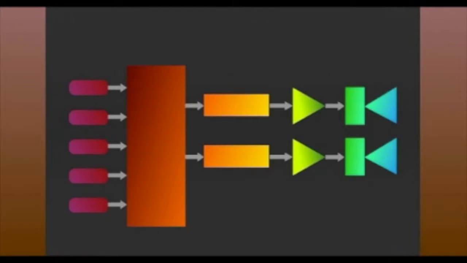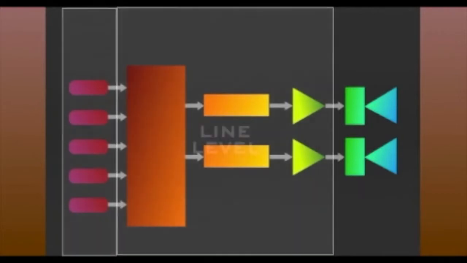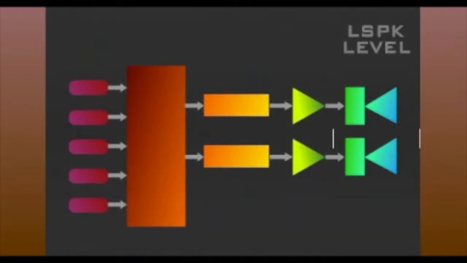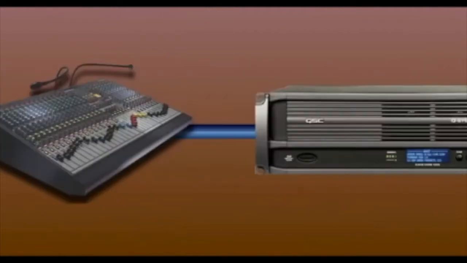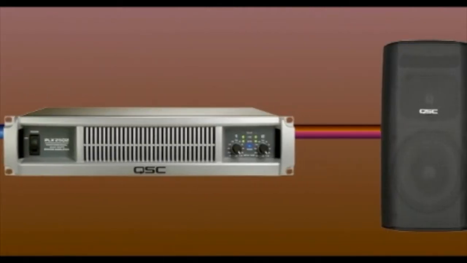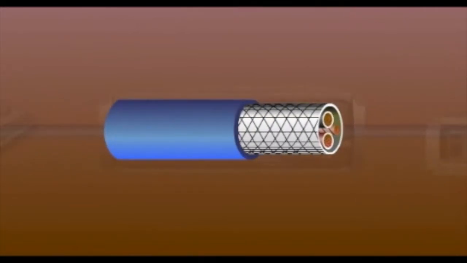Shielded cables are used throughout the audio system, wherever mic and line level signals are found. Generally, loudspeaker cables do not require shielding. A good rule of thumb is that if the cable is used to connect anything other than a loudspeaker to a power amplifier, it needs to be a shielded cable.